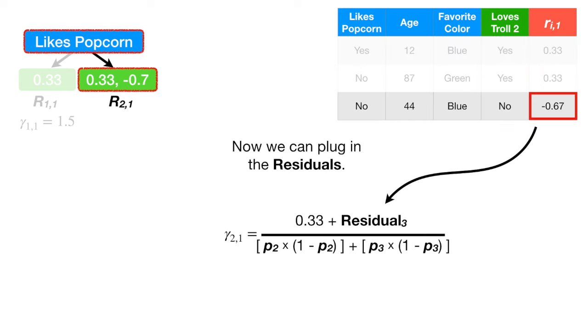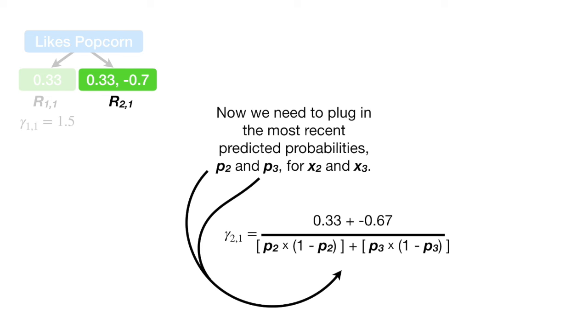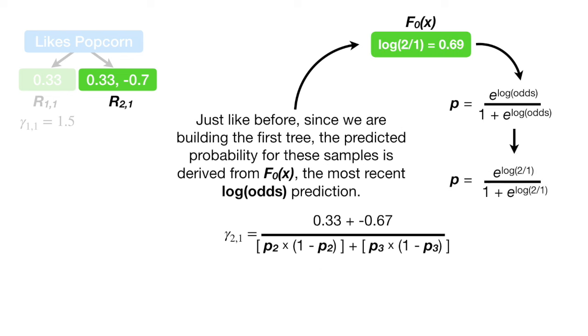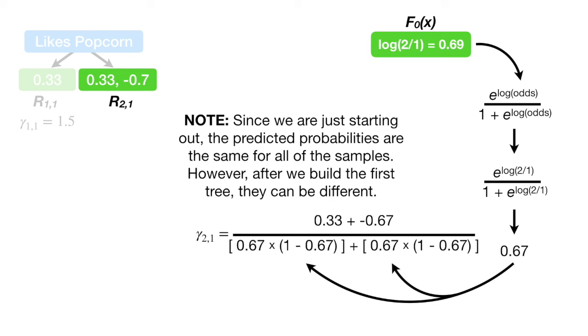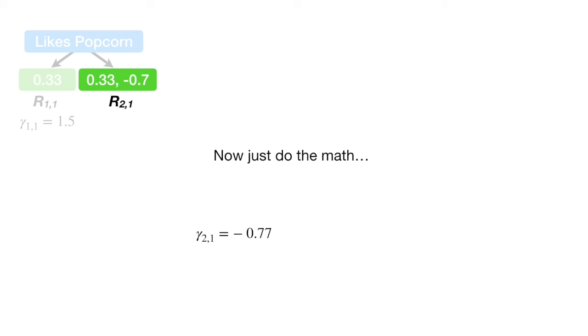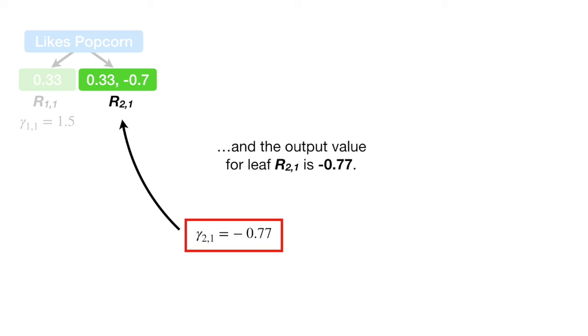Now we can plug in the residuals. Now we need to plug in the most recent predicted probabilities, p2 and p3, for x2 and x3. Just like before, since we are building the first tree, the predicted probability for these samples is derived from f sub 0 of x, the most recent log odds prediction. Note, since we are just starting out, the predicted probabilities are the same for all of the samples. However, after we build the first tree, they can be different. Now just do the math. And the output value for leaf r sub 2 comma 1 is negative 0.77.